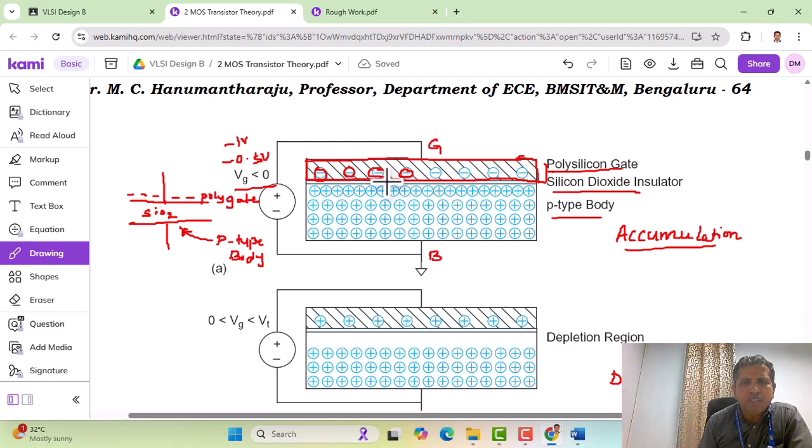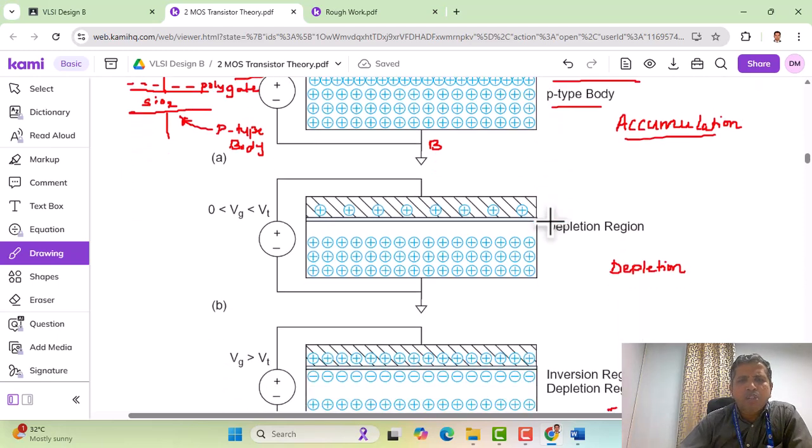The only thing is that the charges have been accumulated here, and on either side, as I told you, there is a source region and a drain region, both of n type. Because of the positive charges here, these two regions remain isolated. So current flow cannot happen through this. So that's the accumulation mode. And let us go to the next mode.